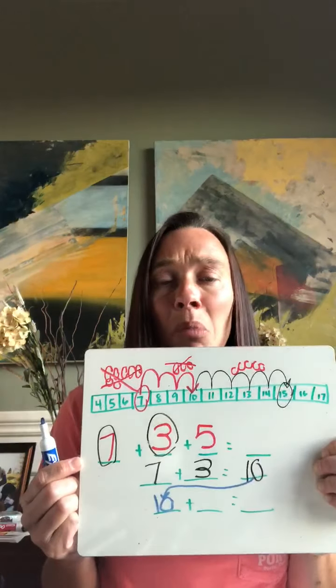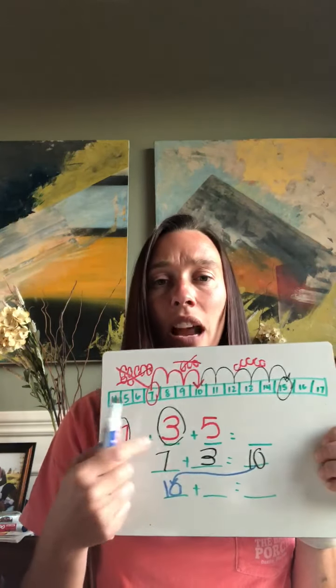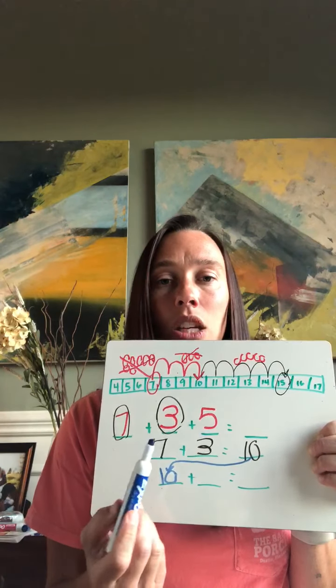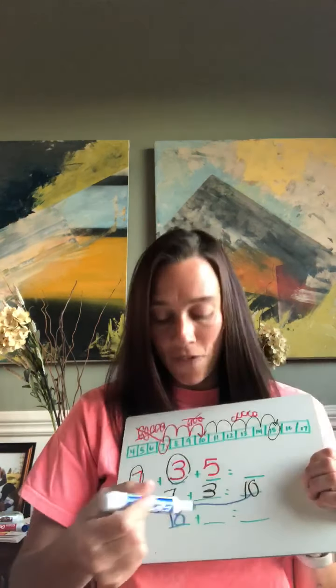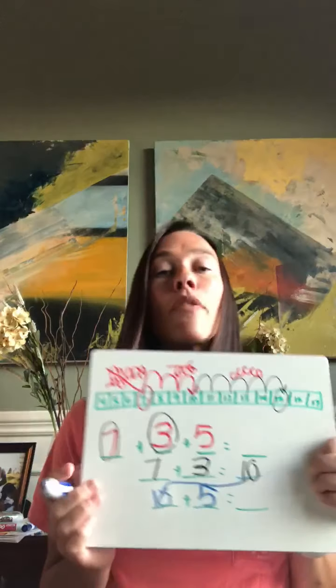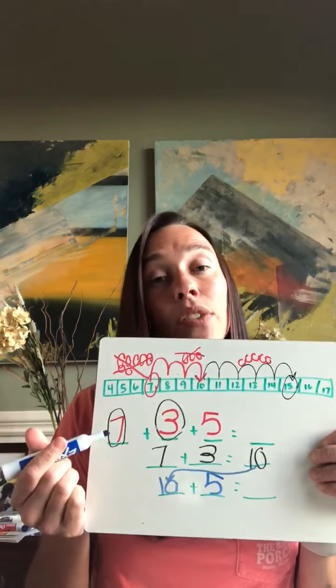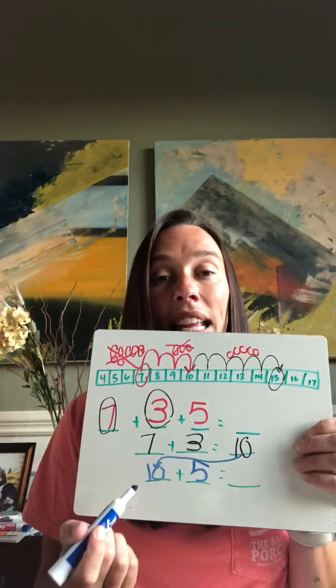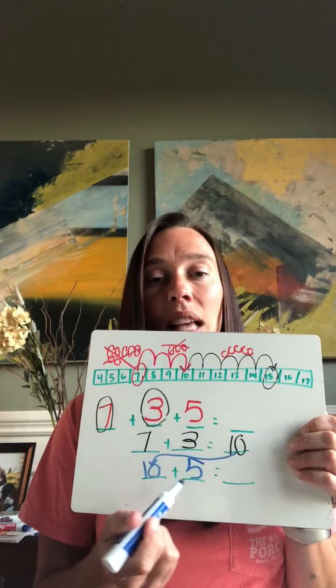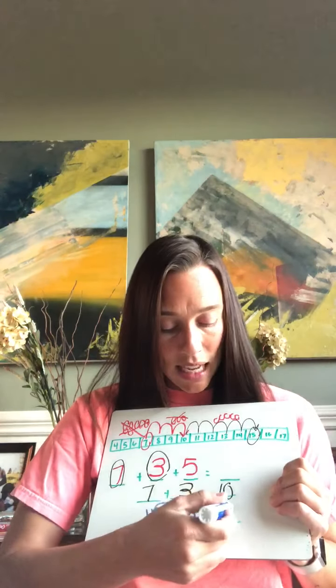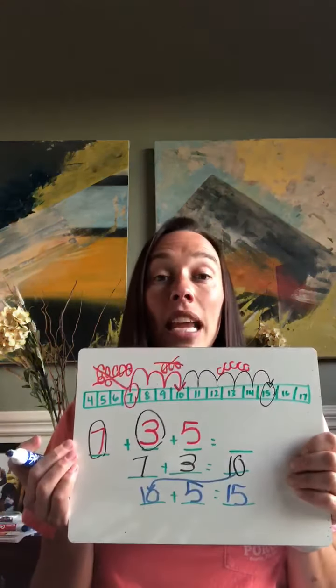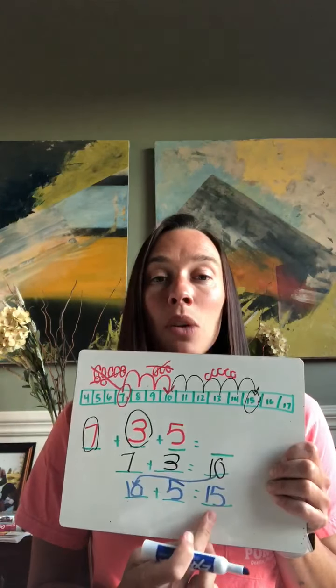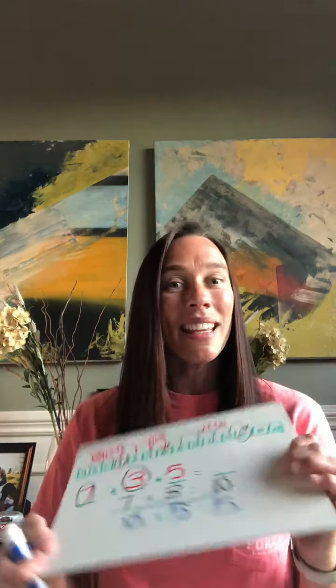Well, what's the other number that I haven't used yet? I've used 7, I've used 3. I still need to use 5. So now I have a brand new number sentence. Instead of 7 plus 3 plus 5, I can say 10 plus 5, and that's going to give me 15. Did I come up with the same two answers? I sure did.